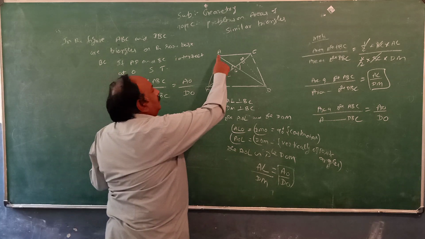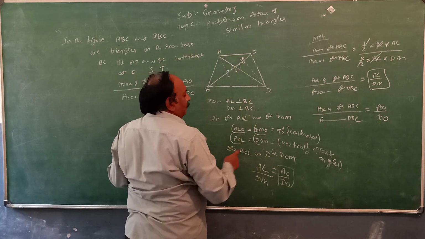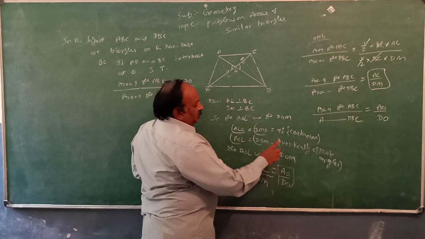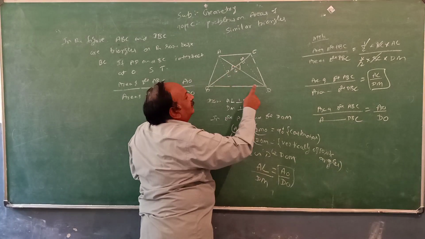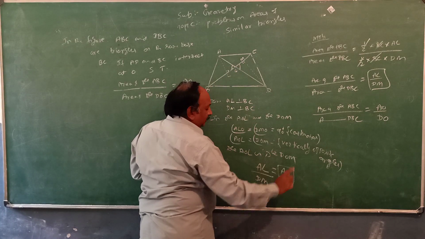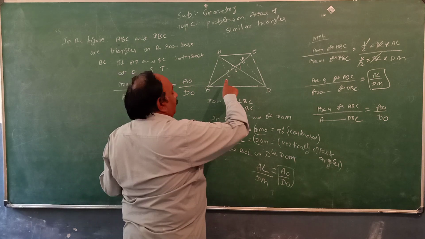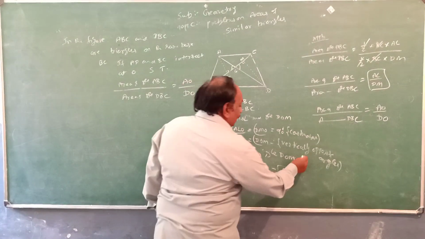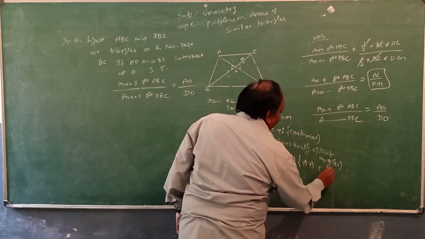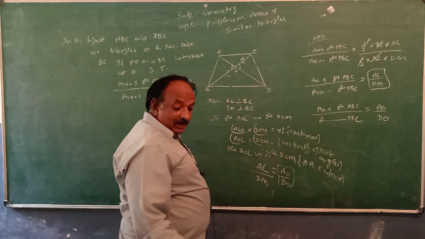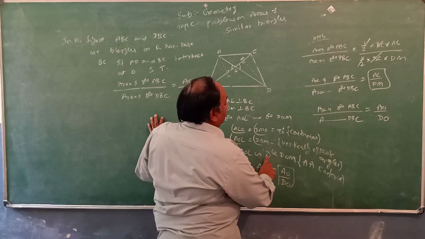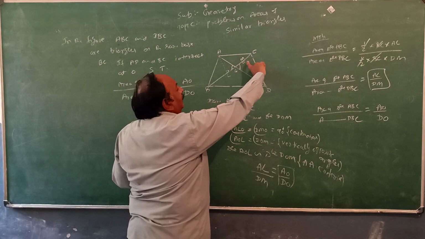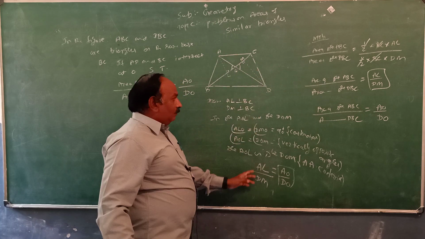In triangle AOL and triangle DOM, angle ALO is equal to angle DMO, 90 degrees, by construction. Angle AOL is equal to angle DOM, vertically opposite angles. Therefore, the two triangles are similar, and we have to write the reason here: AA similarity criterion. Therefore, triangle AOL is similar to triangle DOM. Considering the corresponding sides, AL by DM is equal to AO by DO.